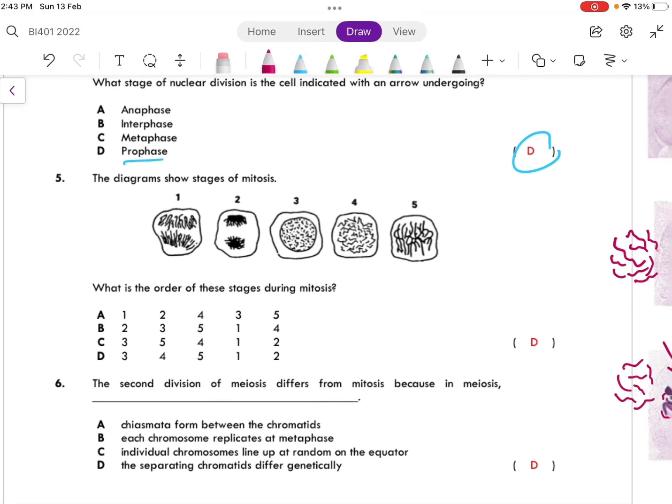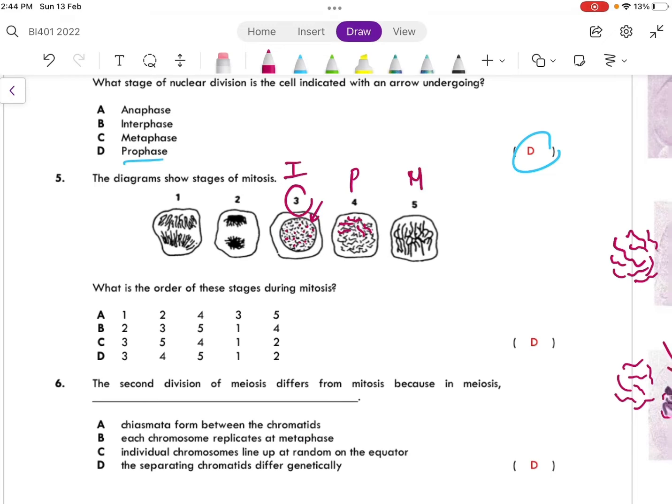So now question 5 also needs to make use of the skill of identifying the phases. Let's try. Which one is likely interphase? Number 3 is likely interphase. Why? Nuclear envelope still present. Notice the chromosomes have not condensed. They still exist as a lot of dots. Number 4 is likely prophase because you can see the worm-like structures exist. Those are the chromosomes, condensed chromosomes.